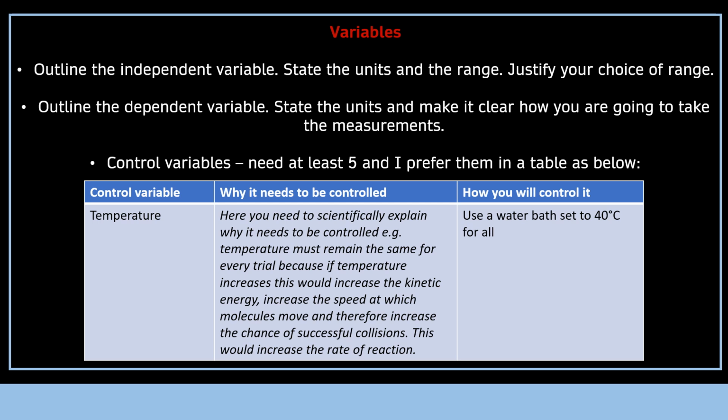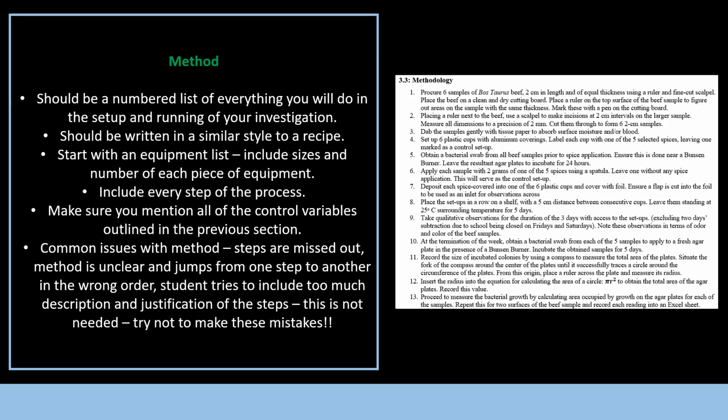So I've gone scientific. You can't just say it needs to be controlled to make it a fair test or to make it reliable, to make it accurate, because these are the types of terminology that people throw around and they don't really know exactly what reliable and accurate means. So you're explaining scientifically here why we need it to be controlled. And then how you'll control it will be short and sweet for the majority of them. So use a water bath set to 40 degrees for all trials, it should say there.